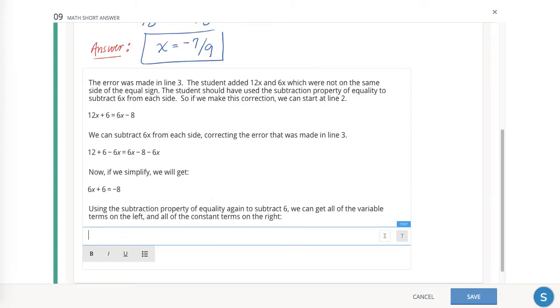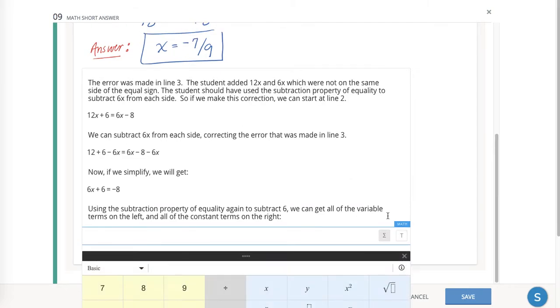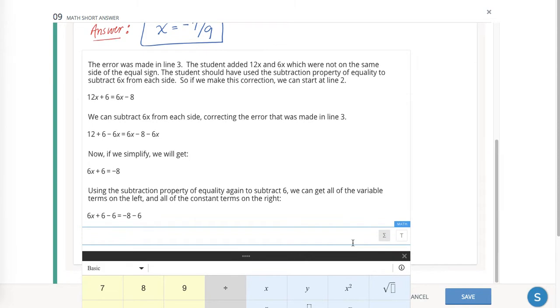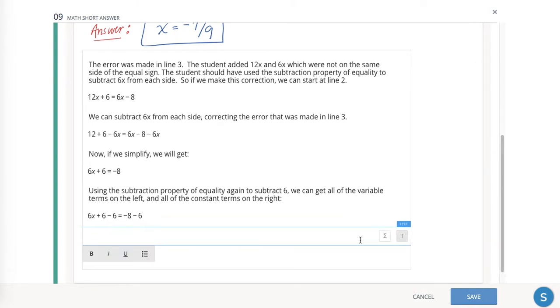All right, and now I'm going to do that. So I'm going to use my math tool, and I'm going to show that I'm going to do 6x plus 6 minus 6, because 6x plus 6 is what I have, and I'm going to subtract 6 from that side, and I have a negative 8 on the right, and I'm going to also subtract 6 from that side. And then I am going to collect like terms. So now I need to explain that because I am explaining my step-by-step process. So when we collect like terms, we get 6x equals negative 14.